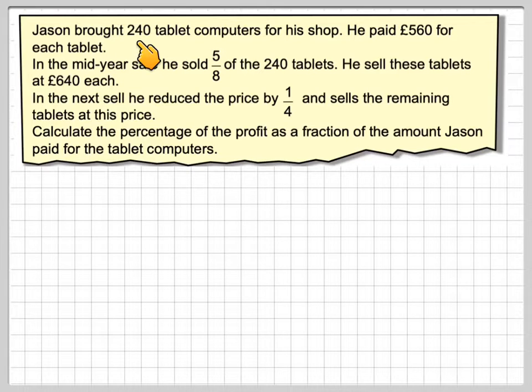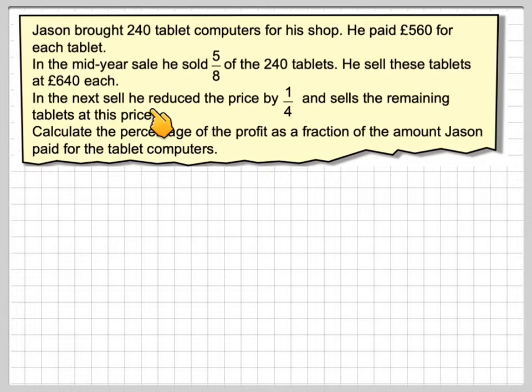Okay, Jason bought 240 tablet computers for his shop. He paid £560 for each tablet. In the mid-year sale, he sold 5/8 of his 240 tablets. He sells these tablets for £640 each.